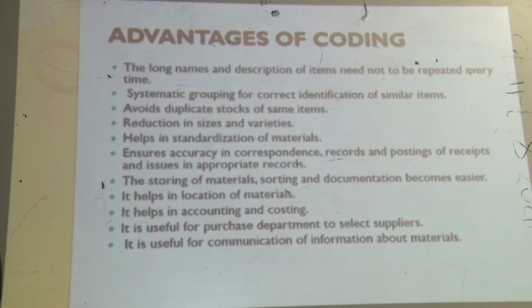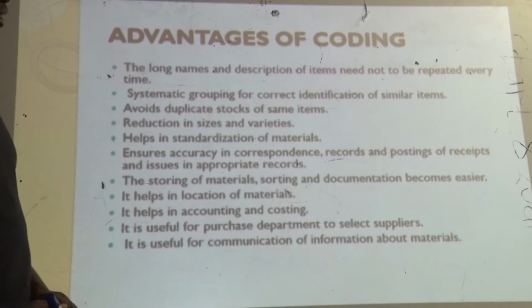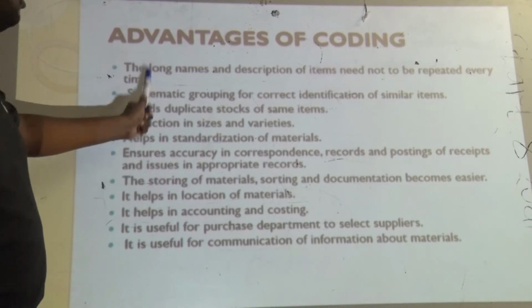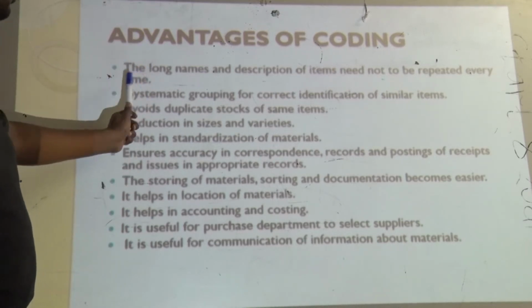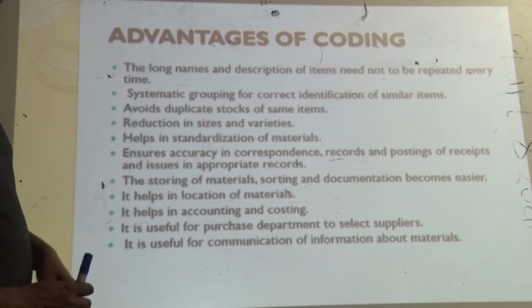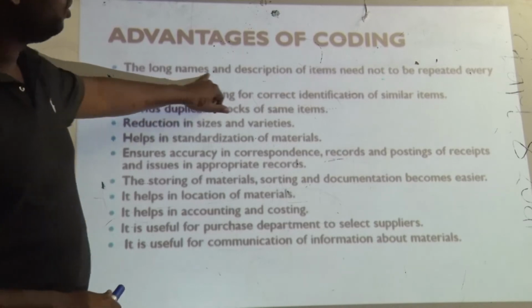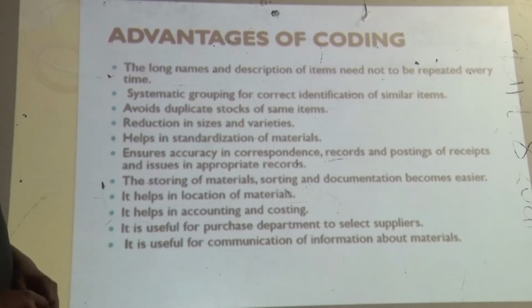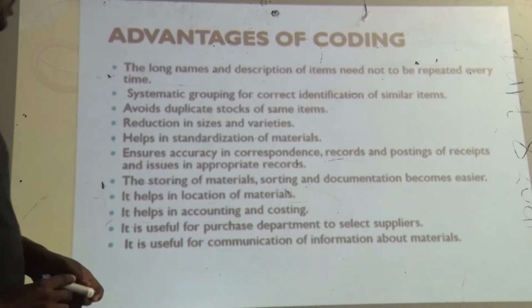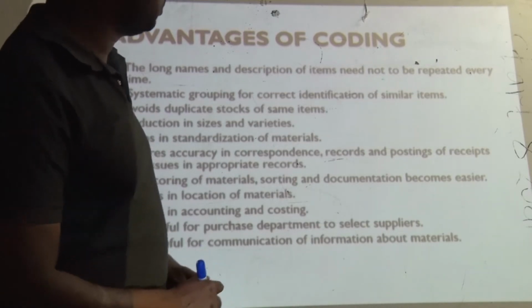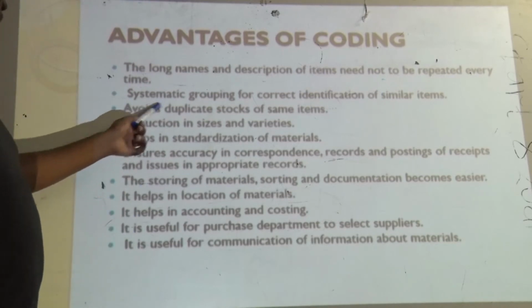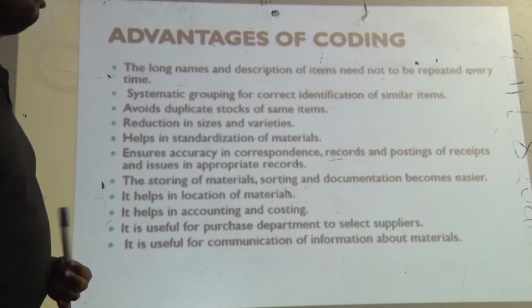What are some of the advantages of coding? Coding plays a very important role, and one of the advantages is that when you are using codes, it is very easy for you not to repeat your description of items. Basically, the long names are cut into shorter names. The other thing is systematic grouping for correct identification of similar items. So you're able to identify similar items more easily.